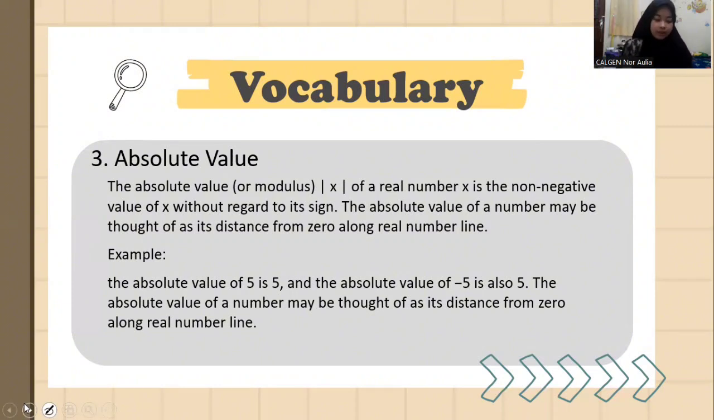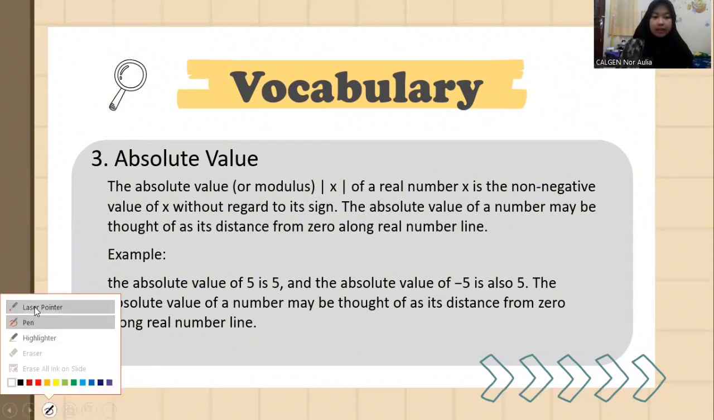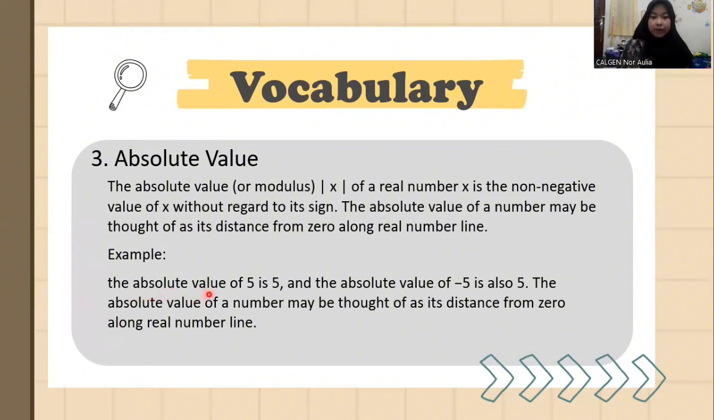For the example, the absolute value of 5 is 5, and the absolute value of minus 5 is also 5. And another example, minus 3, the absolute value of minus 3 is also 3.